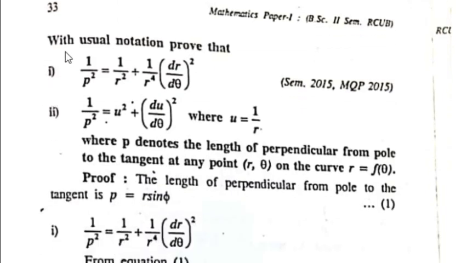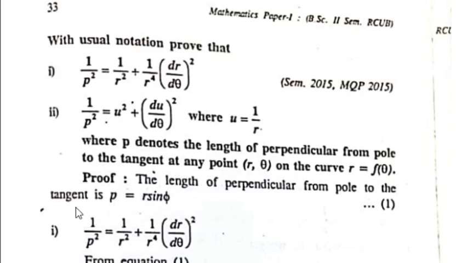So here we prove that with usual notation, 1 by P square is equal to 1 by R square plus 1 by R raised to 4 into dr by d theta whole square. This is the first one. Second one, prove that 1 by P square is equal to U square plus du by d theta whole square, where U is equal to 1 by R, where P denotes the length of the perpendicular from pole to the tangent at any point R theta on the curve R is equal to f of theta. So now the proof.